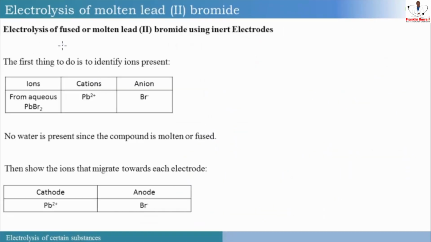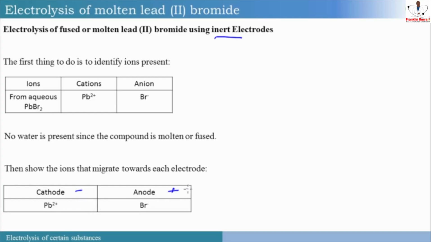So in the electrolysis of fused or molten lead-2 bromide, we are using inert electrodes. So the only ions we will have present in our lead-2 bromide are Pb2 plus and Br minus. Because you are molten, no water is present. So only 2 ions. So what does that mean? The Pb2 plus would migrate towards the cathode and the Br minus would migrate towards the anode. The anode being the positive electrode and the cathode being the negative electrode.